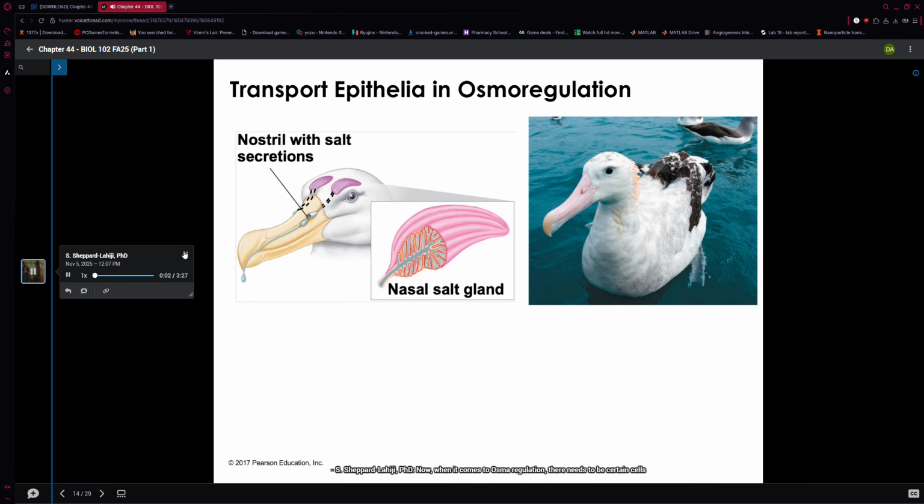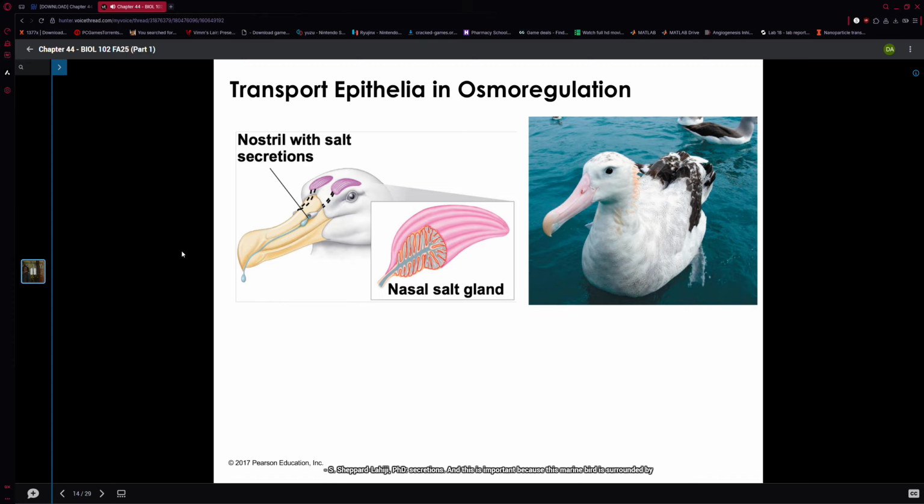Now, when it comes to osmoregulation, there needs to be certain cells whose job it is to kind of facilitate this process. And we'll think about it with respect to the example of this marine bird, but we'll also see this when we go through mammalian osmoregulation and excretion. So for the marine bird, notice that in the cartoon rendering, it has salt secretions.